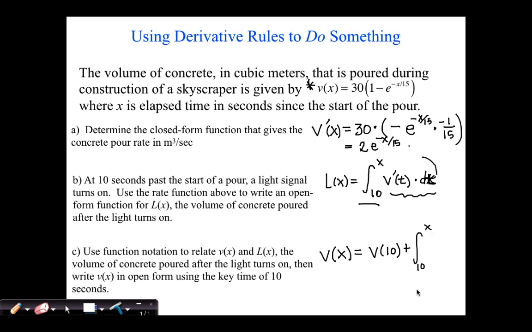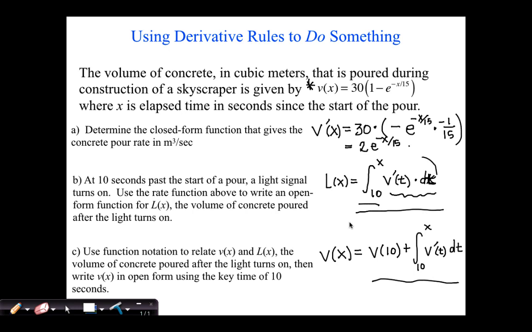from 10 seconds onward. So for any value of x, or just in general as a function, I'm just going to write v prime of t here, but we could write the actual 2e to the negative x over 15 in this spot as well. But, right, if I want to know the total amount of concrete, I have an actual closed form function here. But notice we created an open form function for the exact same thing. We also created an open form function for a relative, for a net accumulation within the domain of this V of x original function we were given. So we kind of went backwards and forwards in the same question.